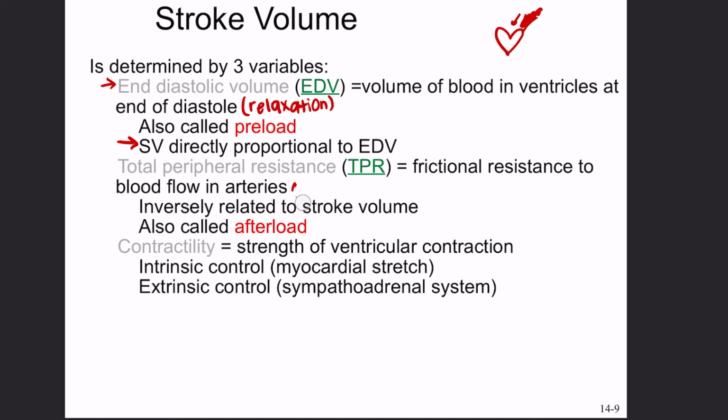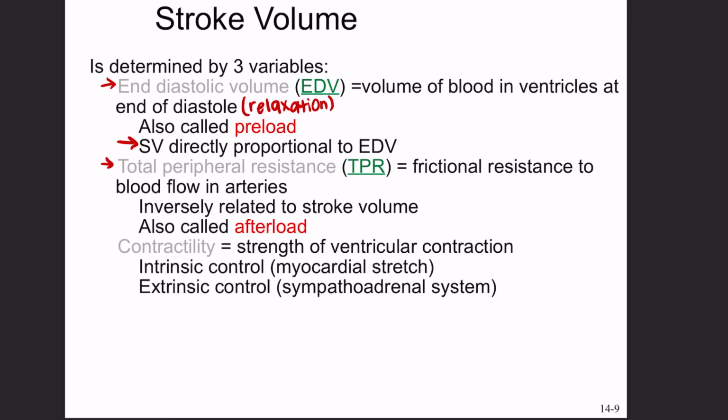And so what we say is that it is inversely related to stroke volume. When total peripheral resistance is high, stroke volume is low. When total peripheral resistance is low, stroke volume is high. And this is going to matter when you think about patients with high blood pressure and what that means for the load on the heart. This is also called the afterload. So that's the second variable.